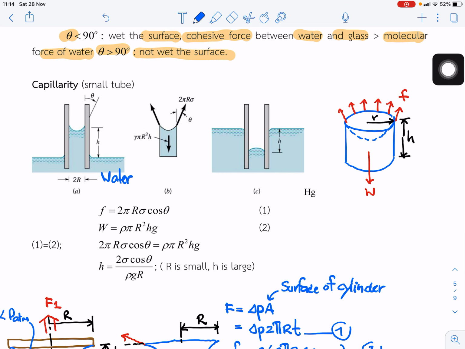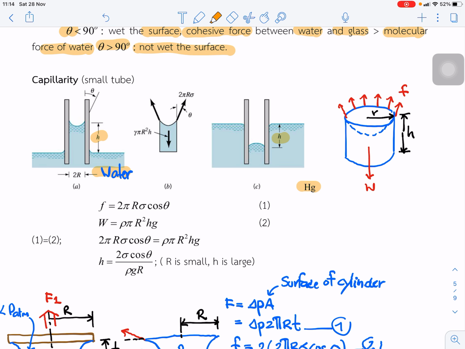Again, we can explain what happened for the capillary rise in the small tubes. In this case of water, we expect that this H is the capillary rise when we put the small tube to the surface of water. And in the case of mercury, it is the opposite way. This H is below the water's surface. Okay.